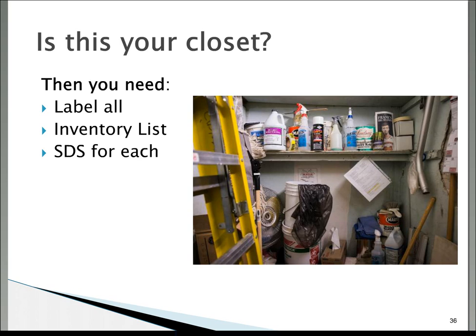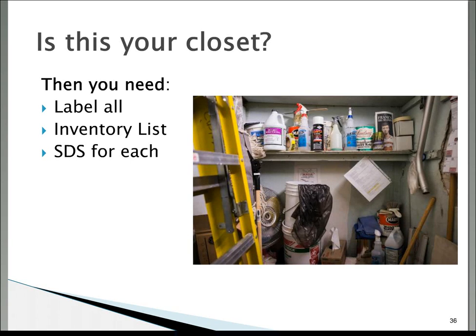Okay, is this your closet? If this is what your chemical storage closet looks like, you need to do a few things. You need to write down a list of every product you've got there. That's your inventory list. For each product on that list, you need to obtain a safety data sheet.